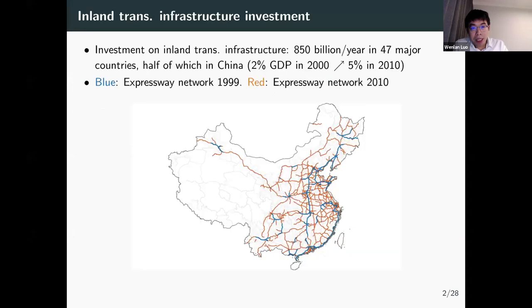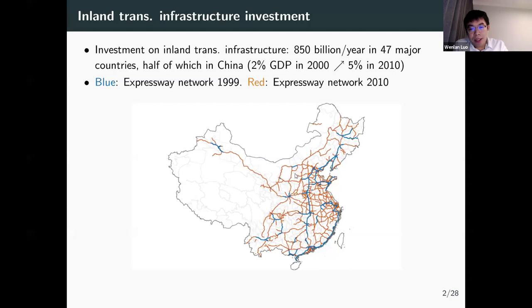So the subject we are looking at is the expressway expansion in China during the period of the fast expansion, 1999-2010. And during this period, the investment in transportation infrastructure has been increasing steadily from 2% in early 2000 and to 5% of GDP in 2010. And the resulting expansion is plotted here.